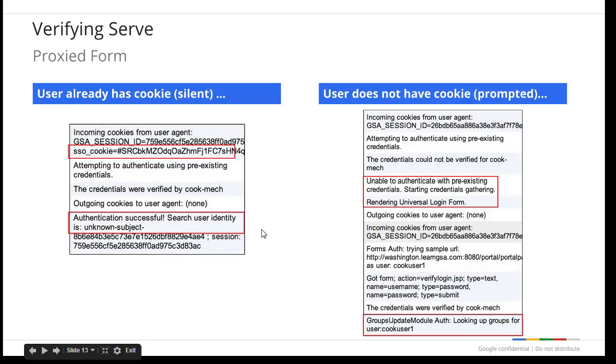If the user doesn't already have the cookie, the GSA will serve the universal login form to collect the user's credentials and get the cookie on the user's behalf. The GSA will know the user's identity in this case. Remember, to use ACLs, the GSA will have to know the user's identity.